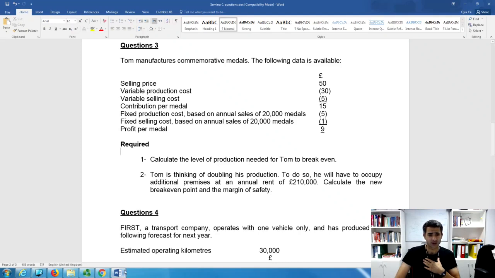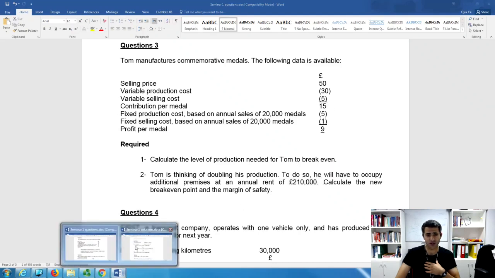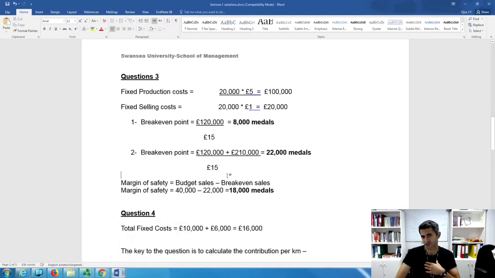That's for the break-even point. Very simple, easy. The fixed cost is 120,000 plus 210,000, divided by contribution per unit, £15. It's the same as the previous one, but here you need to add the extra fixed cost, £210,000. So in order to break even, we need 22,000 medals.